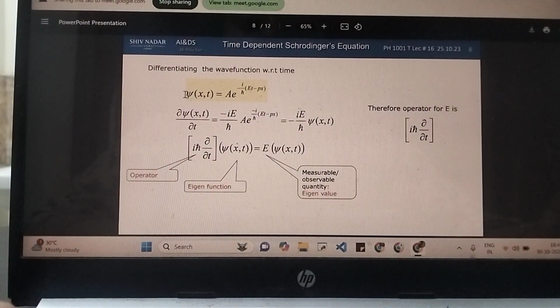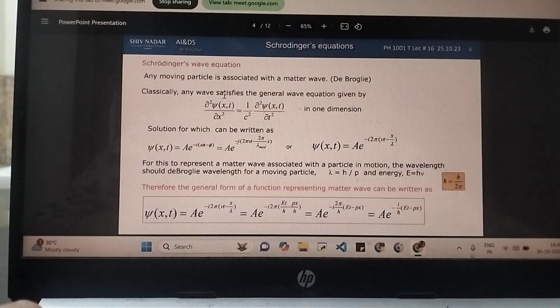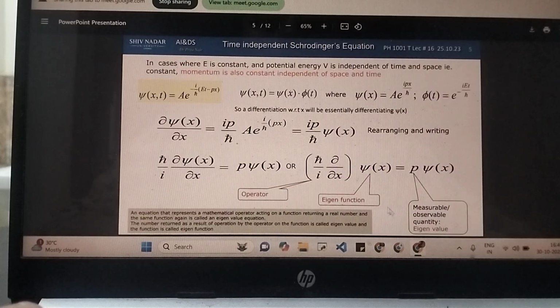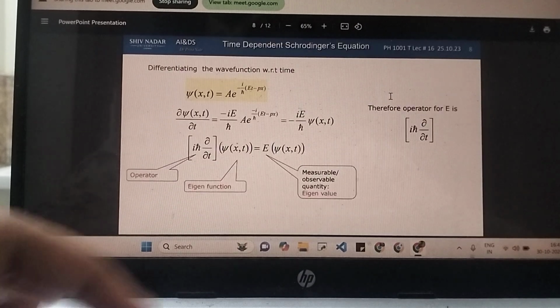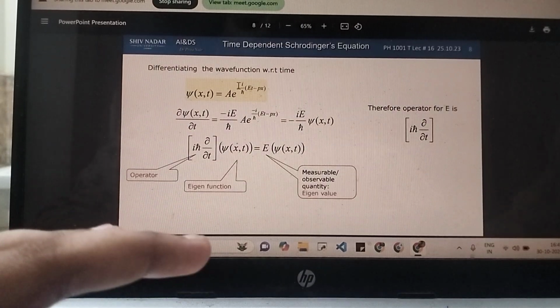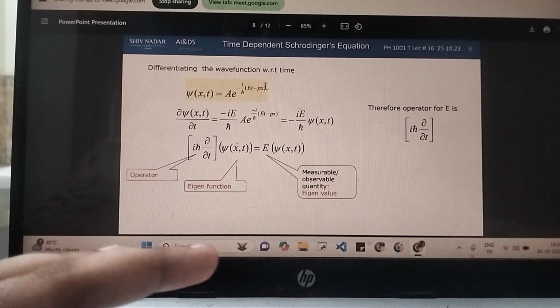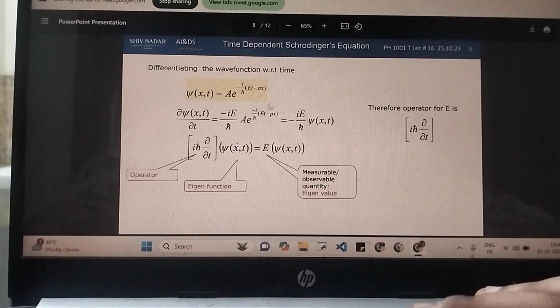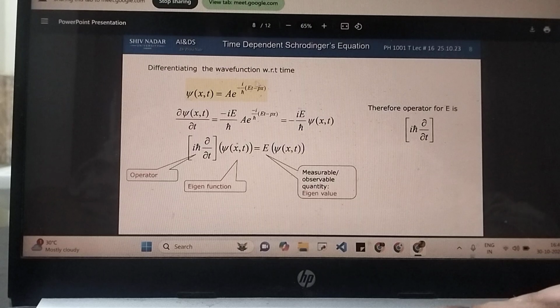So here again we start with the original equation which we derived over here, A e raised to minus i by h cross (Et minus px). So for the time independent case, we split it into two equations, one in terms of position, one in terms of time, and we ignored the time part of it because we went with the assumption that nothing depends on time. But here, because there is a dependence on position as well as a dependence on time, we cannot do any splitting. So we take the entire function as it is, and we go about with the same procedure.